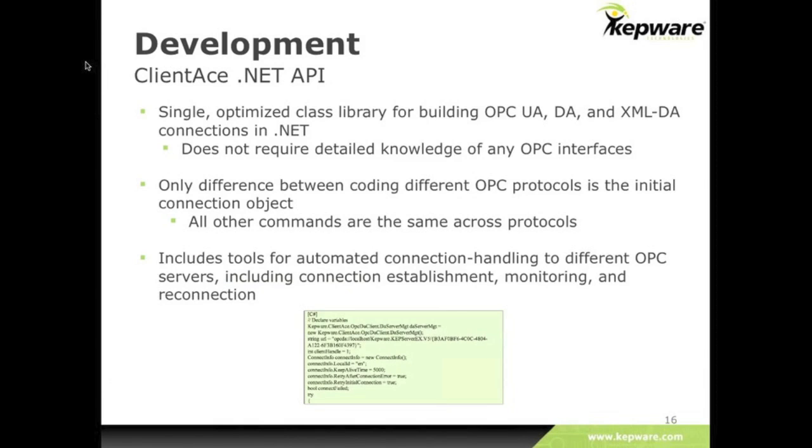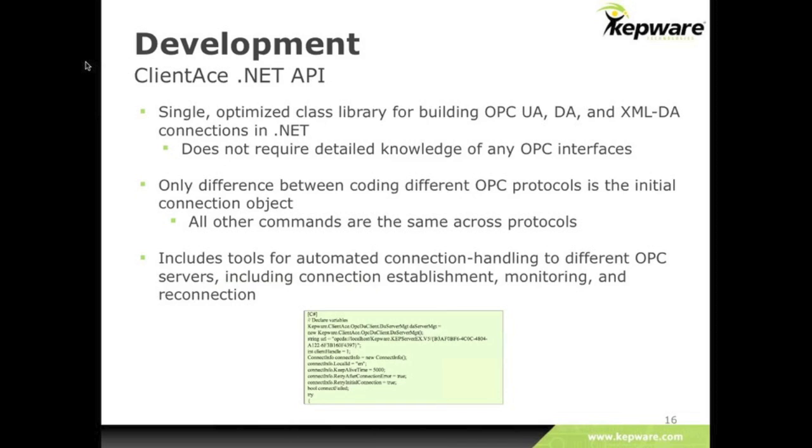With the .NET API, you have a single optimized class library for building all of the specs of OPC that we support, meaning all of the code that you're going to be writing will be exactly the same across these different specifications. So you don't have to have detailed knowledge of every OPC interface that you're going to work with. Once you learn the .NET API, you can do UA, DA, or XML-DA. The only difference between UA, DA, and XML-DA within the .NET API is literally only the connection object. That's all that's going to change from these different OPC specs.